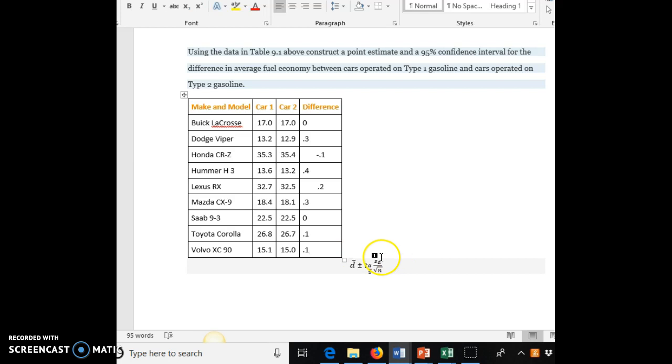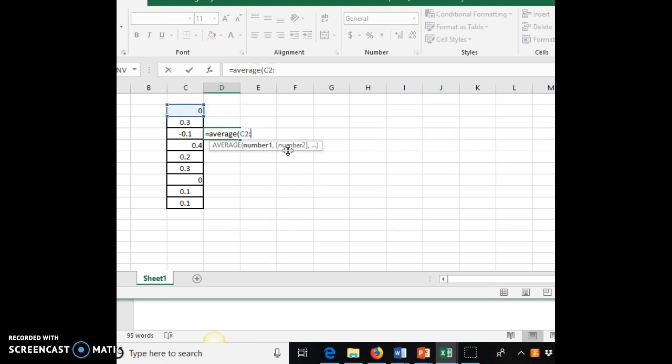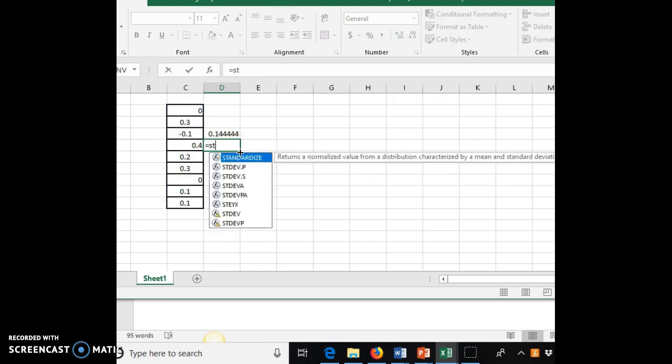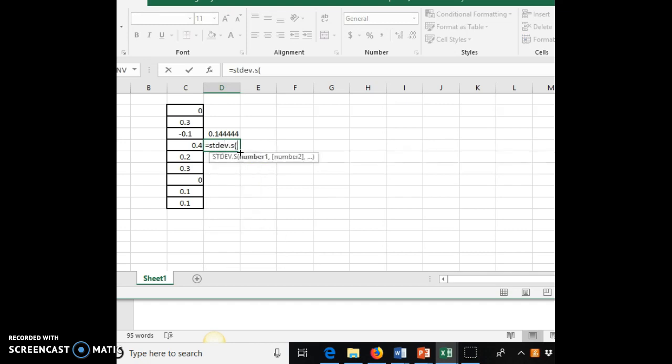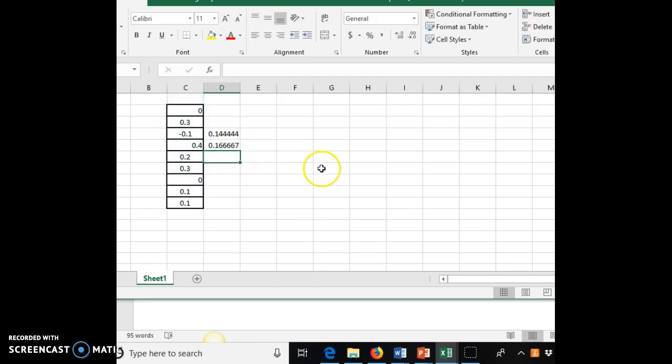Now we want to take this and copy and paste this column into Excel and find the mean and the standard deviation of this column. All right, so let's do that. I've already copied it in. This is actually C2, and down here is C10. So I'm going to start by finding the mean: equals AVERAGE, C2 to C10. And there's our average. And then let's do equals STDEV.S, C2 to C10. And there's my standard deviation.